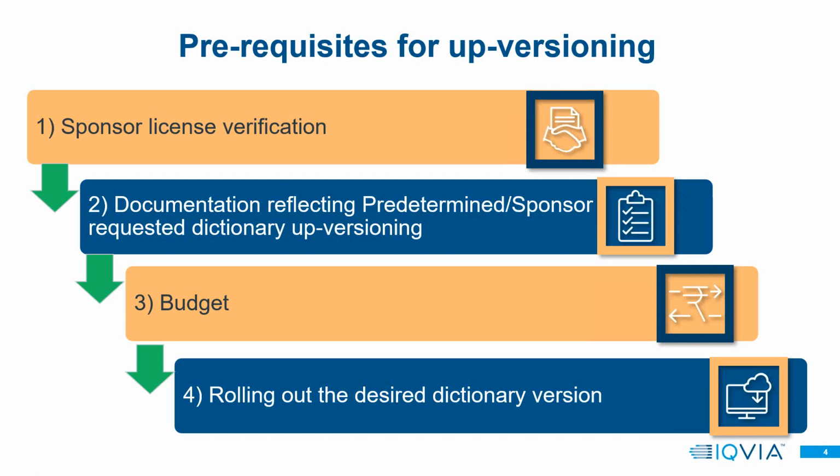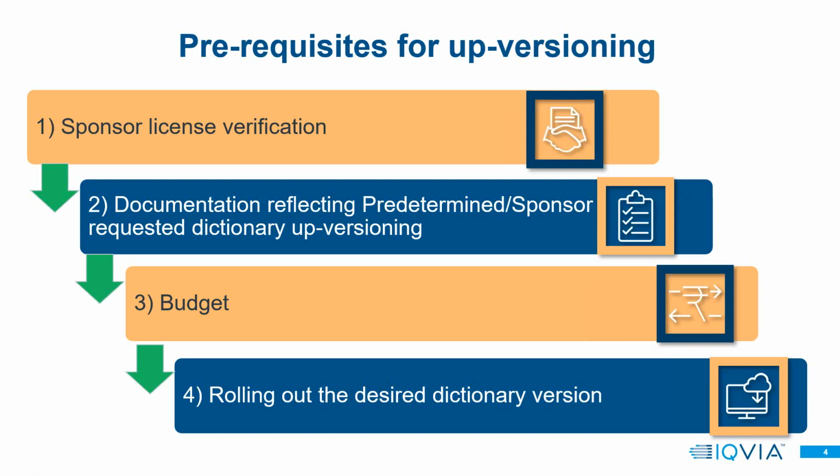Next topic is prerequisites for upversioning. Essentially, what all do we need in place to go ahead with the upversioning process? So first and foremost is the sponsor license verification. Until and unless the sponsor has a valid MedDRA dictionary license, the upversioning cannot be done, as a valid license indicates that the sponsor is able to receive the latest dictionary version and the updates that come along with that version. This means that the sponsor should have valid licenses for the study's current dictionary version, as well as have the validity that should extend for the time the latest dictionary version is available.